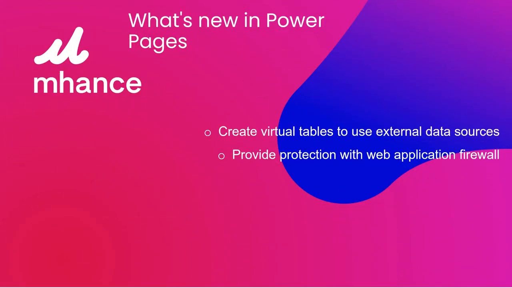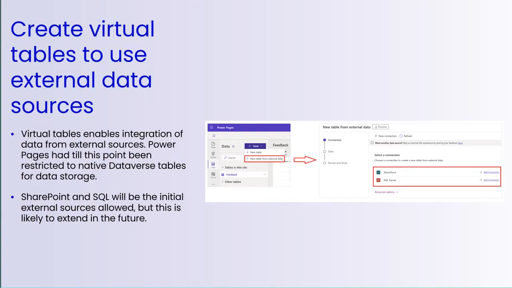The next section is around a couple of new features within Power Pages. So the first one is again kind of unifying the experience across the platform. So we've had virtual tables within model-driven apps, Canvas apps, and use that as part of Power Automate to integrate with external systems. However, within Power Pages, we're restricted to data being stored within just Dataverse, and having that Power Pages website connect specifically to that Dataverse instance.